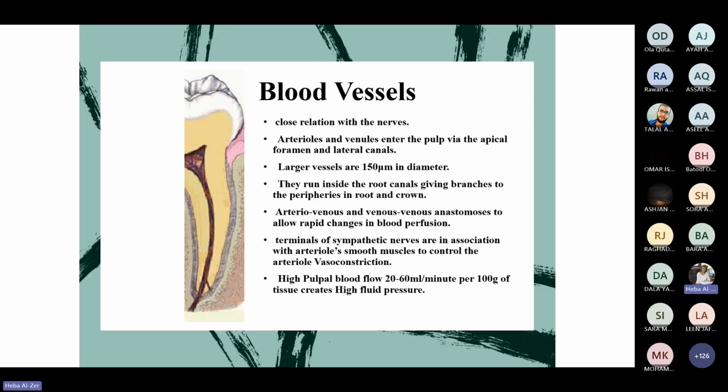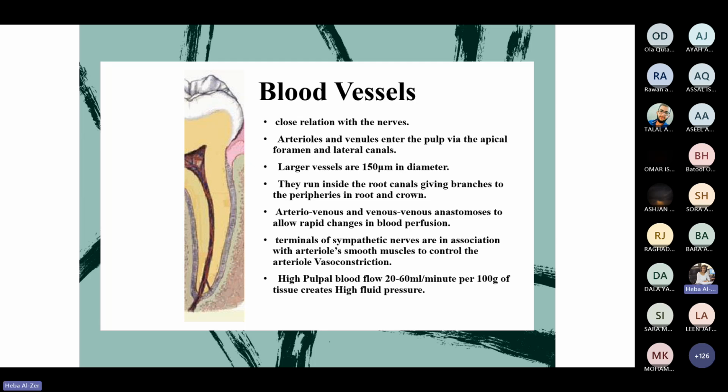Now we are going to discuss the blood vessels, or the blood supply, of the dental pulp. As I have mentioned earlier, the blood supply and the nerve supply come together as a bundle, the neurovascular bundle, that enters the tooth from the apical foramina in the root and branches in the periphery and in the crown.